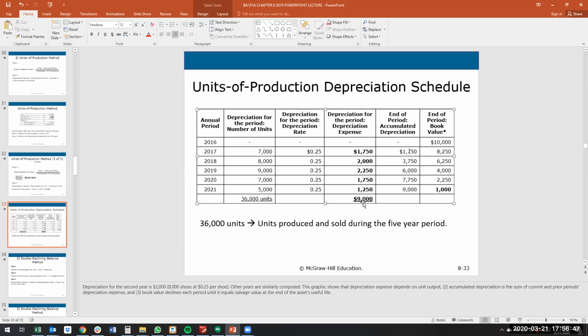And then our accumulated depreciation is just the sum going forward. And then our end book value is the 10,000 minus the 1,750, and so on and so forth until we get our 1,000 at the end.